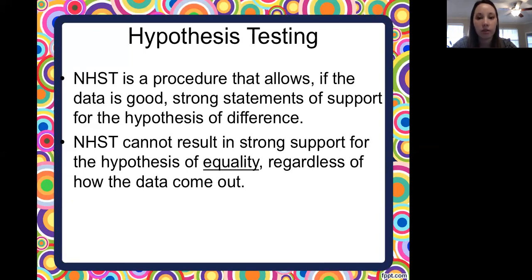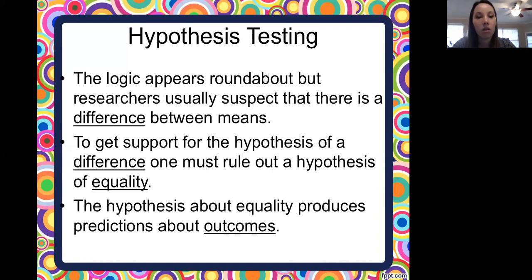We're never 100% certain. The logic appears roundabout, so this is a good take-home point: a lot of the claims that we make with the null hypothesis significance testing method are kind of confusing. They're kind of roundabout, so try to carry on as much as you can. It is a little confusing. However, researchers usually suspect that there is a difference between means. So we want our alternative hypothesis to be true, is basically what that's saying. We go in hoping that there will be a significant difference.